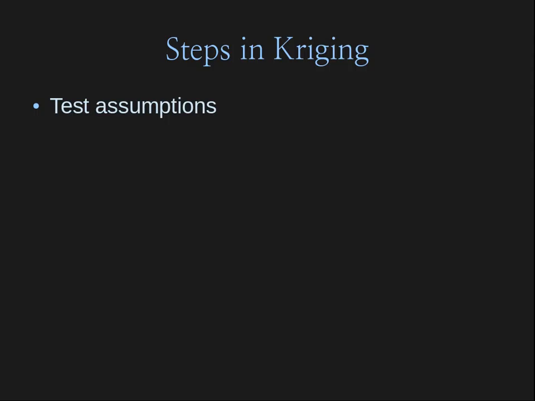Okay, so in kriging, the steps in actually accomplishing this: number one, we have to test our assumptions. So we go through and actually test whether each one is true. If we fail one of those assumptions, then we have to go back and do some sort of correction or use a different kind of kriging.